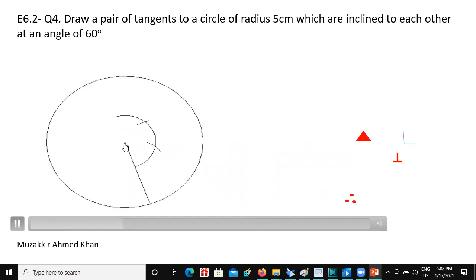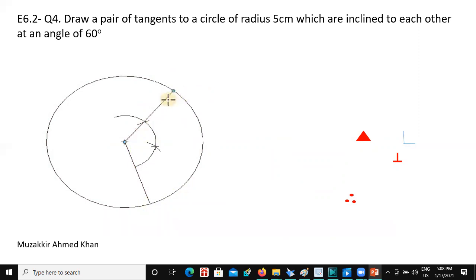Now, what I will do is, I'll draw a line right from the center passing through the second arc. This gives me 60 and this gives me 60. 60 plus 60 is 120. Now the angle over here is 120 degree.